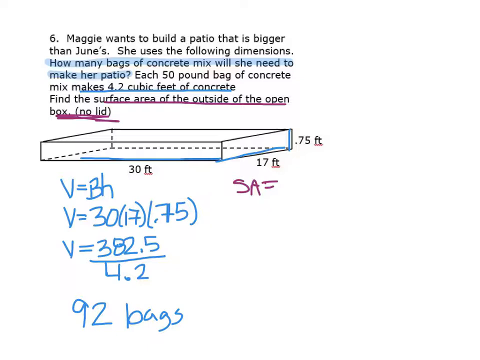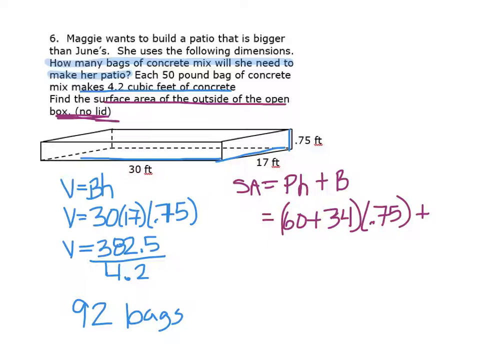So what I'm going to do is take the surface area total formula, which is perimeter times the height, plus, instead of 2B, it's just going to be 1B because I just need one base. So our perimeter would be 30 plus another 30 gives us 60, 17 plus another 17 gives us 34. We're going to take this sum and multiply it by the height, which is 0.75, and then add it to the area of the base, which is 30 times 17.